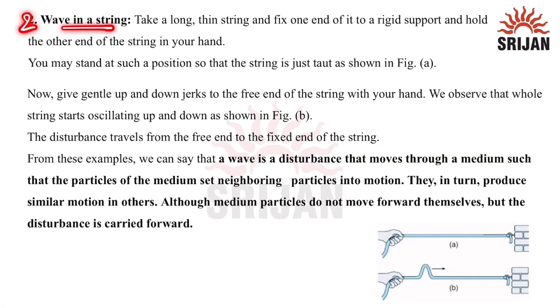Now second is wave in a string. Now we take a long thin string and fix one of its ends to a rigid support and we hold the other end of the string such that it is taut. This, as you can see in this first figure. Now we give a gentle up and down jerk to the free end of the string with our hand and we observe that the whole string starts oscillating up and down as shown in this particular figure. Now the disturbance travels from the free to the fixed end of the string.